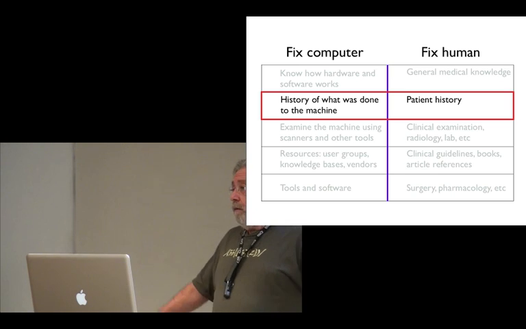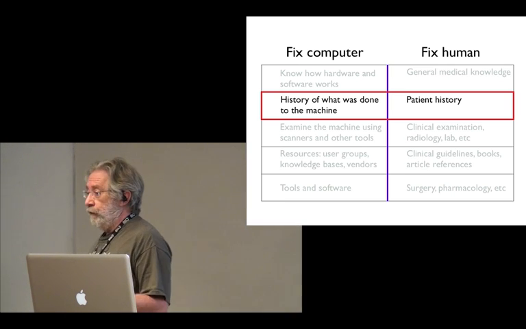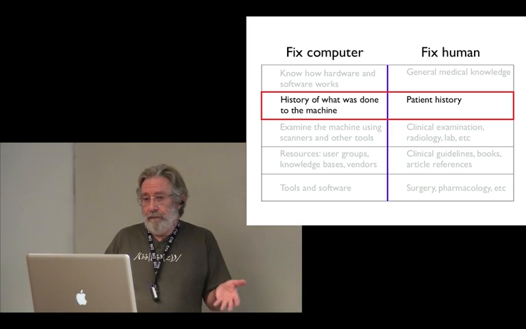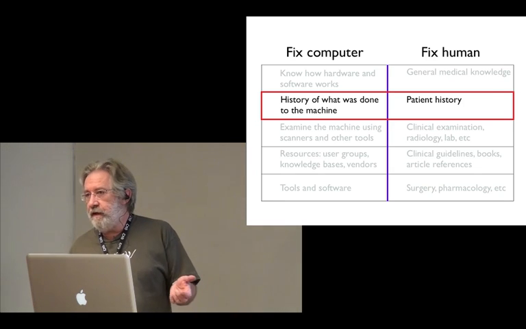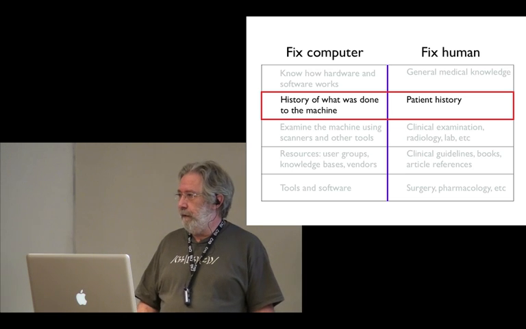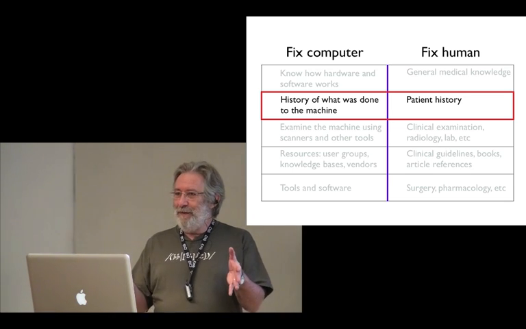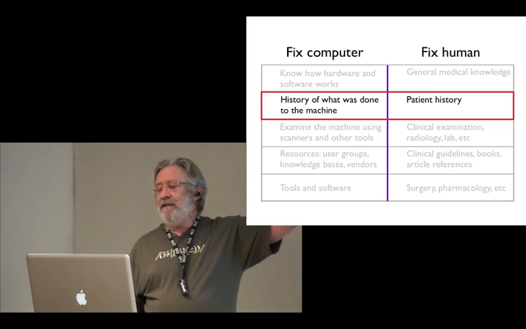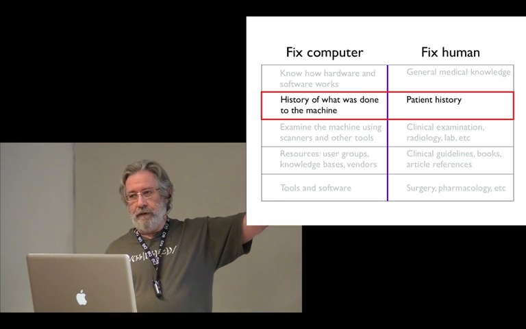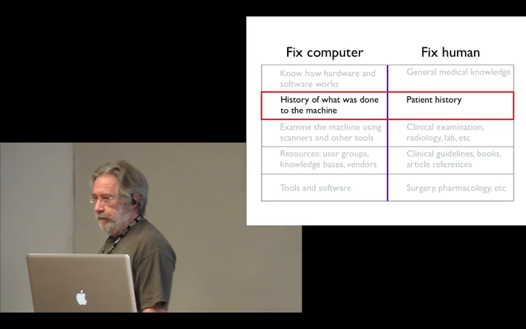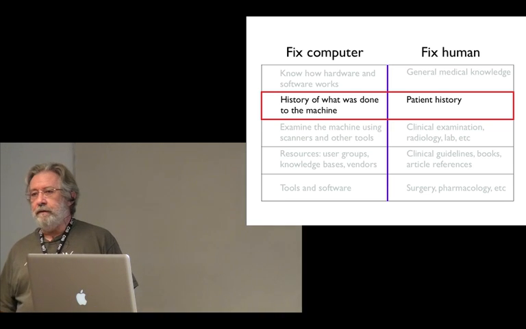And often they don't know what they did. If it's not your machine, people always go, I don't know what happened. I just started this morning and it didn't work. And then you discover afterwards that, oh yeah, I reinstalled the operating system yesterday, but I forgot. So they don't tell you the truth. So the history of what was done to the machine is sometimes a clue, but don't count on it. The same thing is true for the patient history. It's sometimes a clue, but don't count on it.